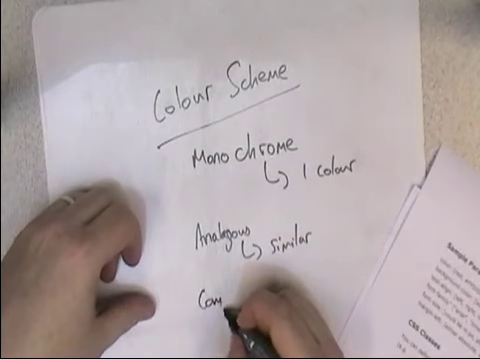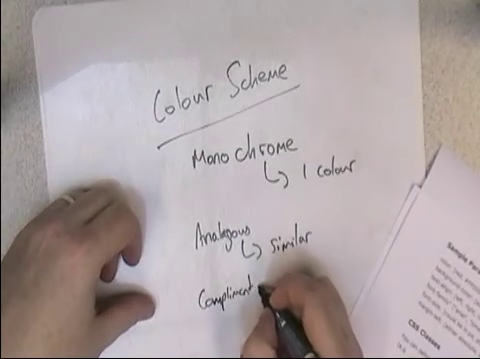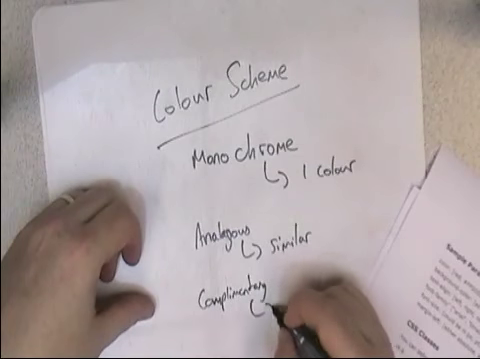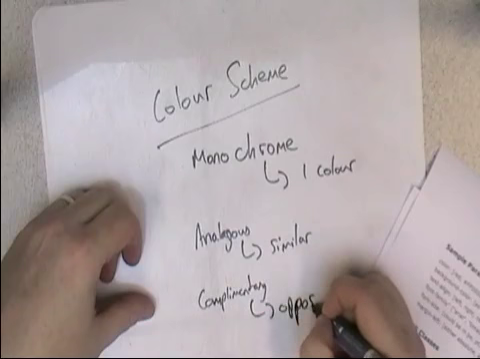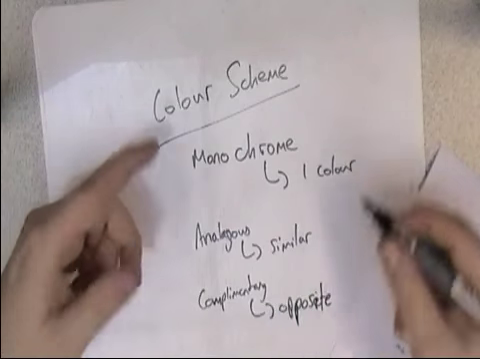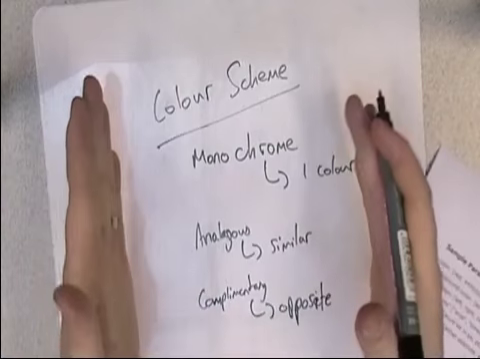And the final one is complementary, and that is using opposite colours. So for example, on a colour wheel, blue and yellow are opposite. So they're complementary colours because you have that contrast between them.